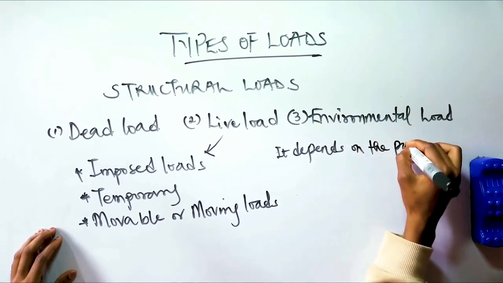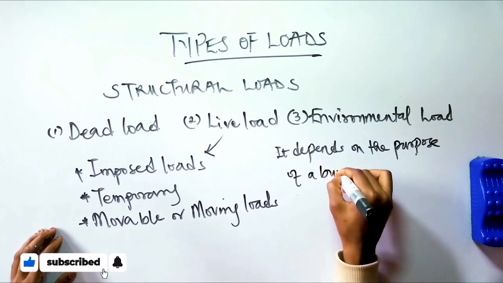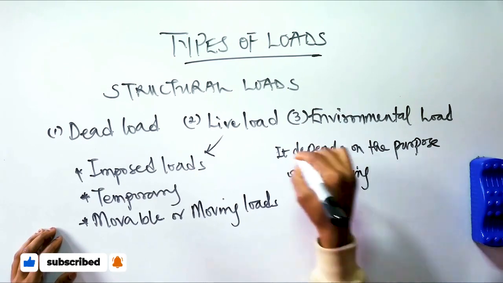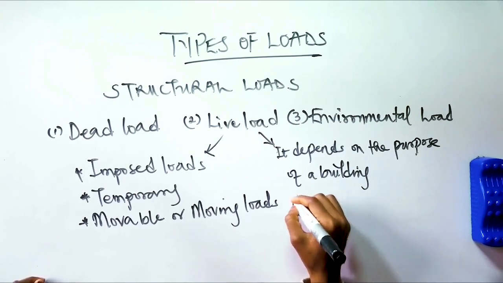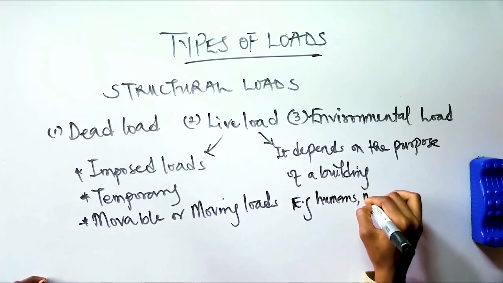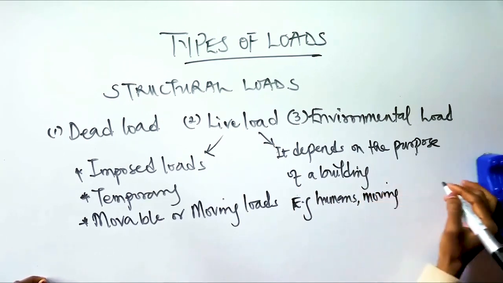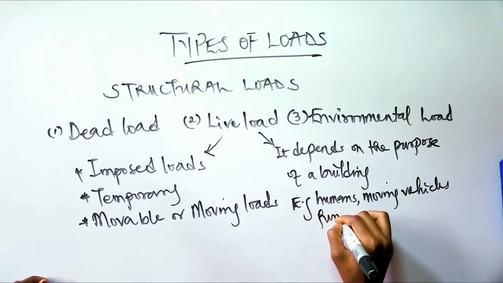A residential building, for instance, if it's going to be occupied by a family of 4, the intensity of live load is not going to be as much as a church where we have thousands of people. Live load could be in different forms. It could be in human form, it could be in vehicular form, it could be in the form of furniture. There are so many types of live loads.